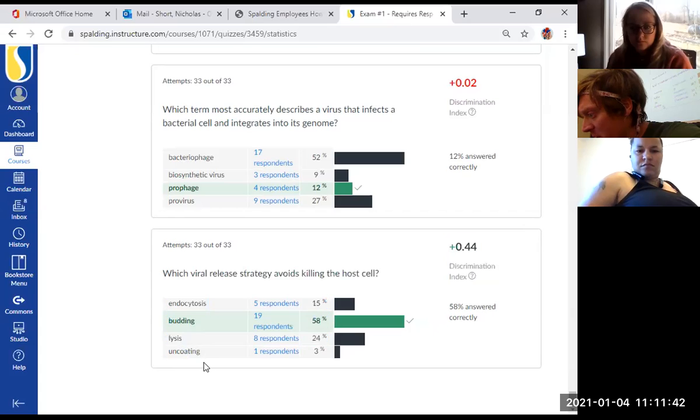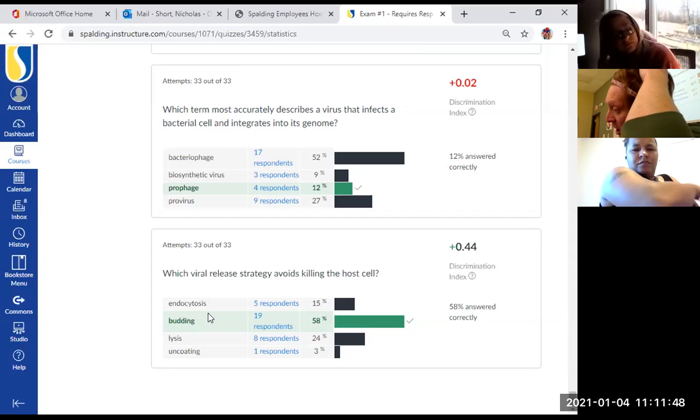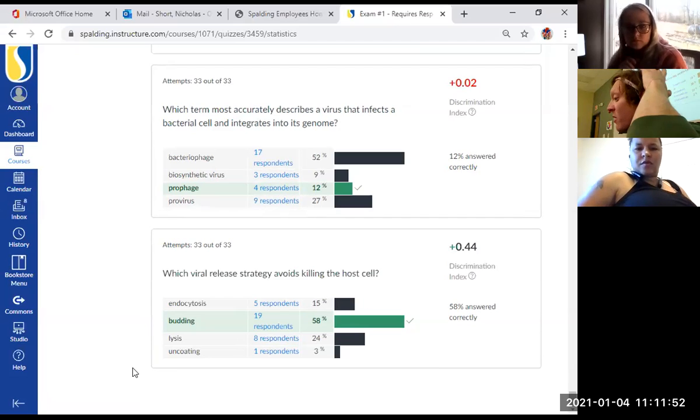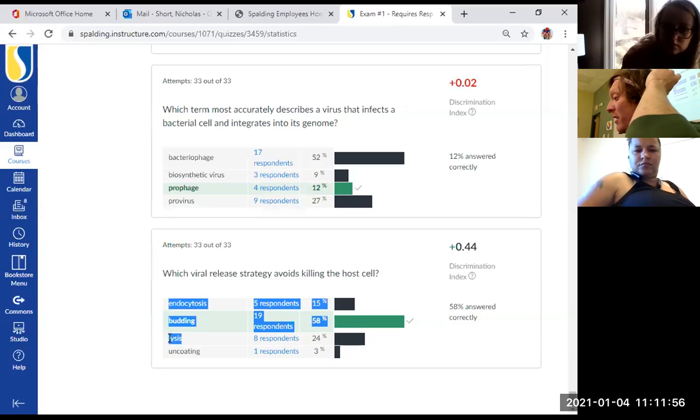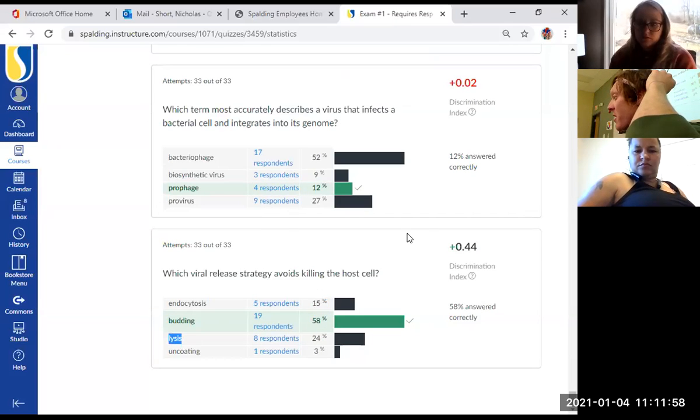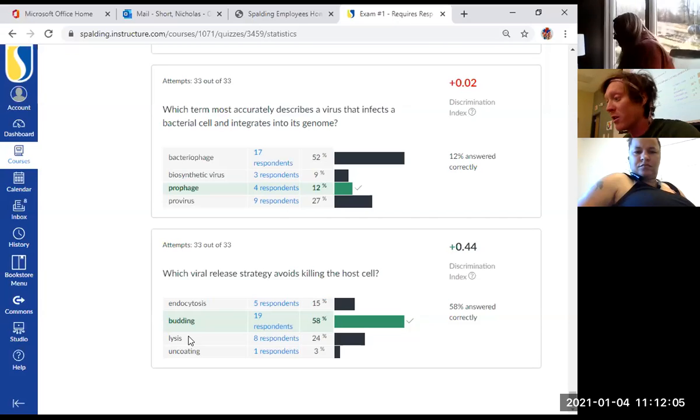And then we had talked about this 2 days before the exam. So if a virus is able to bud out of a cell without killing it, that is going to allow for more viral particles to be released because you're not undergoing lysis and killing the host cell. So more replication can take place, and if you have more replication, then you can do more exogenous spreading to new hosts.